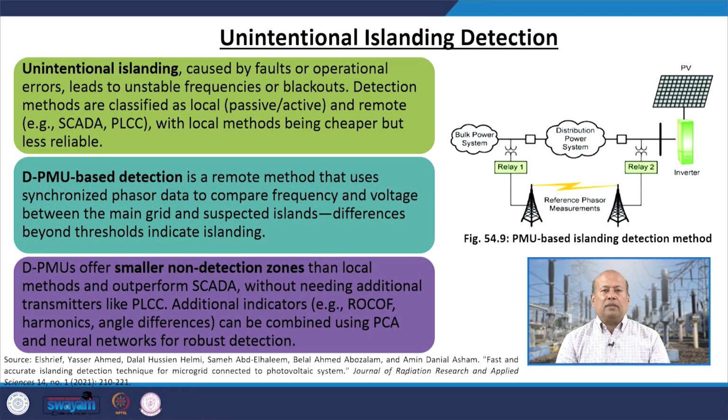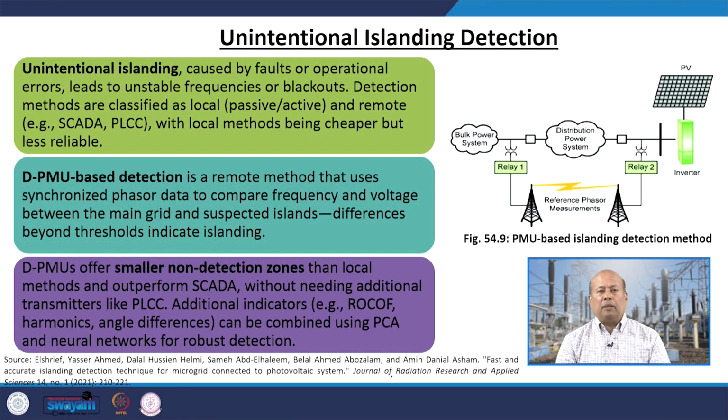Now, unintentional islanding, caused by faults or operational errors, leads to unstable frequencies or blackouts. Detection methods are classified as local, passive or active, and remote, example SCADA or PLCC, with local methods being cheaper but less reliable. Now, D-PMU based detection is a remote method that uses synchronized phasor data to compare frequency and voltage between the main grid and suspected islands.